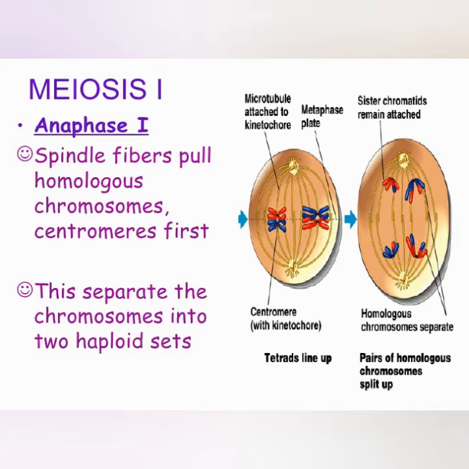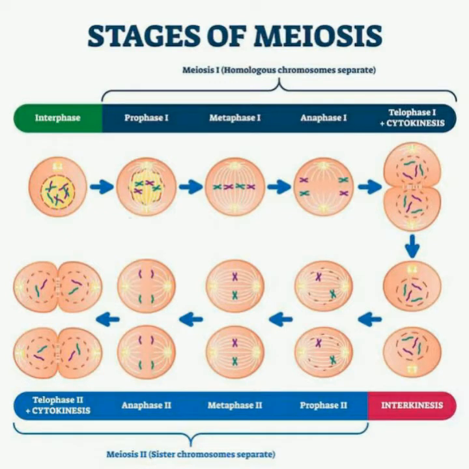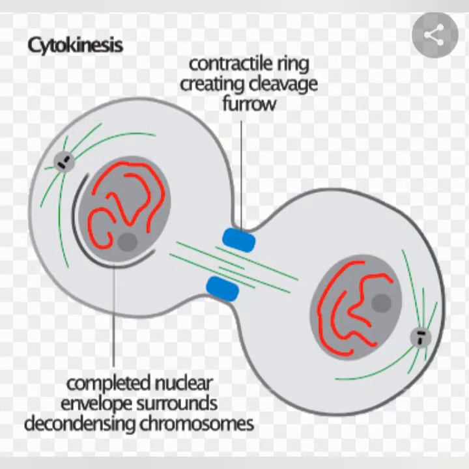Anaphase 1. Pulling of the chromosomes occurs. Chromosomes, pair of sister chromatids. Telophase 1. Chromosomes arrive at poles. Each pole has half the number of chromosomes. Spindle fibers disappear. Chromosomes uncoil back into chromatin. Now meiosis 1 comes to an end. Cytokinesis occurs and two haploid cells are formed.